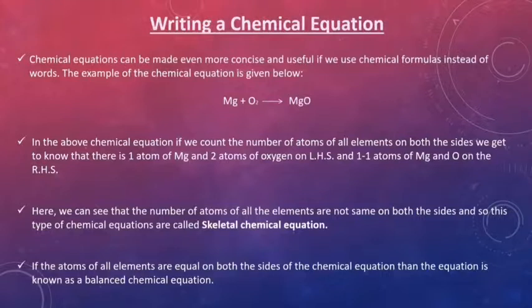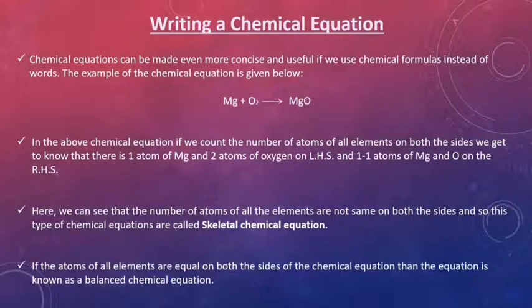So how to write a chemical equation? Chemical equations can be made even more concise and useful if we use chemical formulas instead of words. The example of the chemical equation is given below. Mg plus O2 gives us MgO. In the above chemical equation, if we count the number of atoms of all elements on both the sides, we get to know that there is one atom of Mg and two atoms of oxygen on the left hand side and one atom of magnesium and one of oxygen on the right hand side.